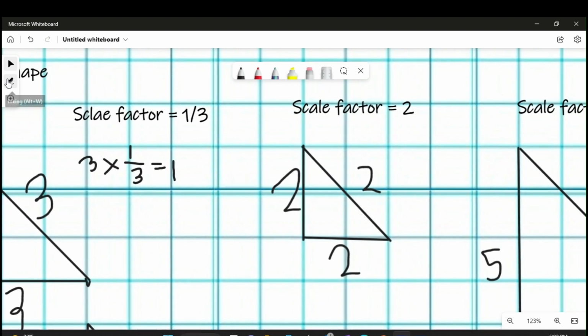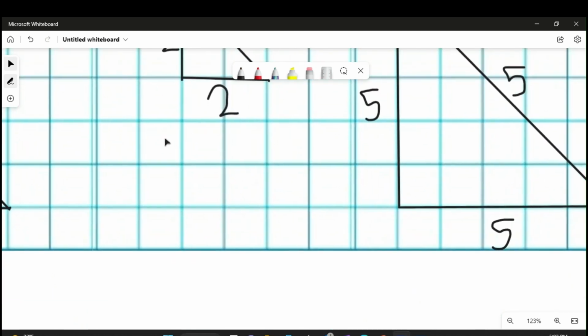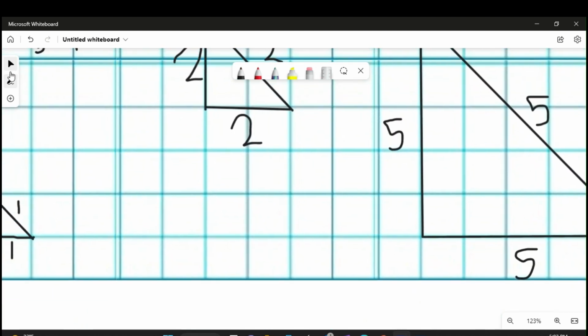This time the scale factor is equal to 2. So, since the scale factor is equal to 2, we need to multiply each side length by 2. So, 2 times 2 equals 4. So, each side length must equal 4 units. Let's draw a 4 by 4 triangle.